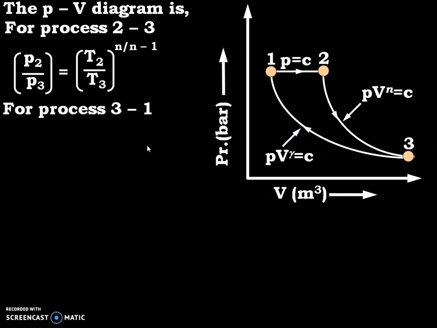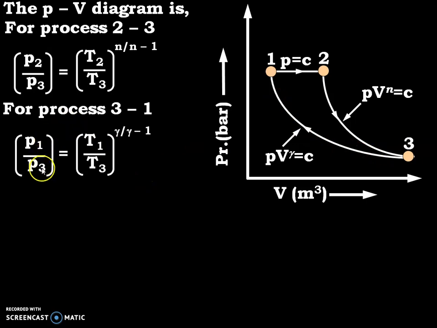Now let us go for process number 3 to 1. Again we can use the equation related to the relationship between P, V and T for the adiabatic process. So it is P1 by P3 is equal to T1 by T3 raised to gamma upon gamma minus 1. Now we know that the 1 to 2 process is a constant pressure process. So P1 is equal to P2. So here we can write down P2 also. So P2 by P3 is equal to T1 by T3 raised to gamma upon gamma minus 1. So we have got two equations for P2 by P3. So we can compare.